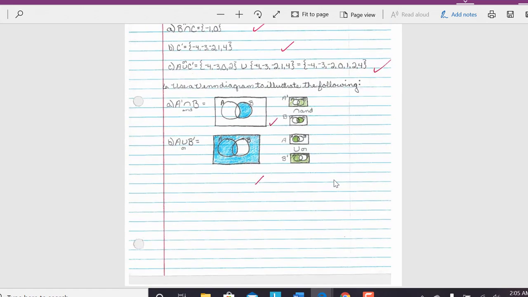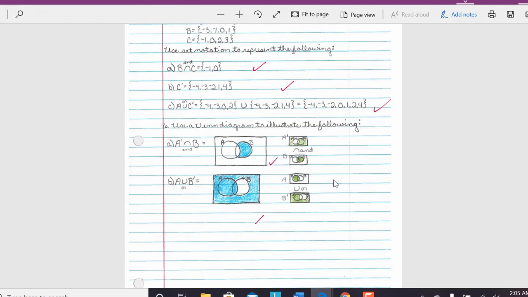And then the next one is shading the parts. Some of these will require some steps. This means not A and then intersect B, right? And then A union B. So for the first one, we want to see the overlapping part as my answer. For the second part, anything shaded by either of them would be part of my answer. All right.